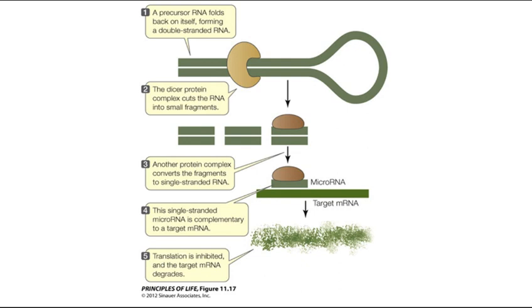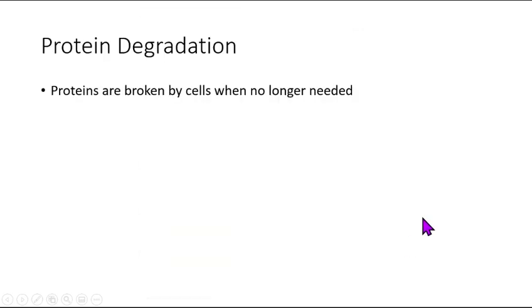This was a picture from the book just showing that microRNA is going to chomp it up and go through things. Precursor RNA folds back on itself, forming a double-stranded RNA. Dicer protein cuts the RNA into small fragments. MicroRNA comes in, chomps it up, and leaves us with a bunch of free bases.